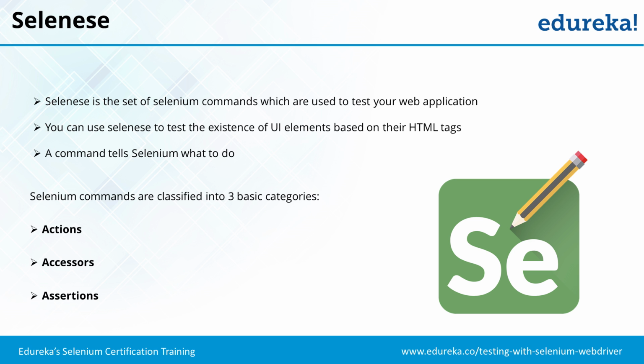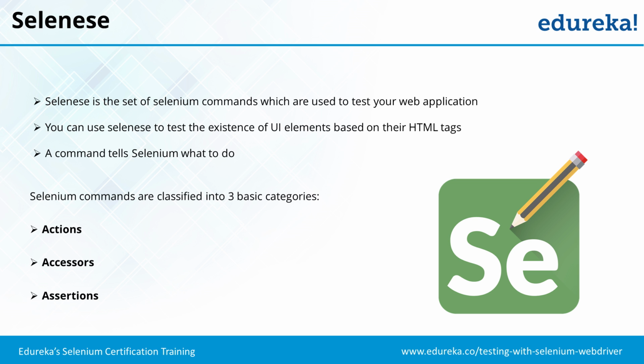Then you can use Selenese to test the existing UI elements based on their HTML tags. So Selenese is going to use the HTML tags of the element, and these HTML tags have attributes which will uniquely identify the element, and then Selenium will be able to perform any kind of action with a particular element. A command tells Selenese what to do. So obviously the command is something that will be fired, and hence Selenese needs to perform that particular action or operation. Selenium commands are classified into three basic categories.